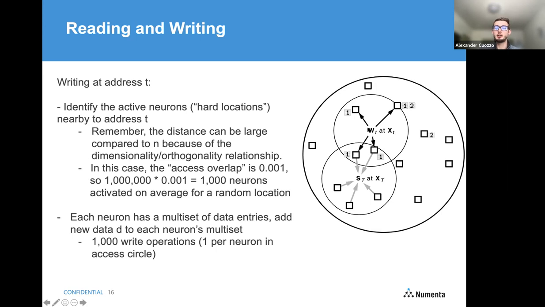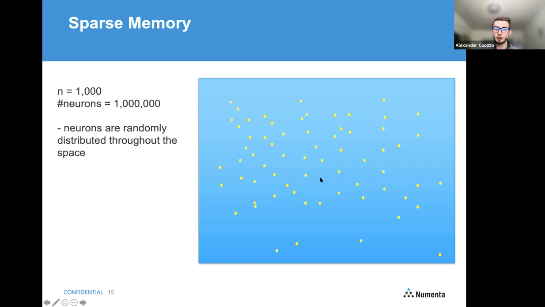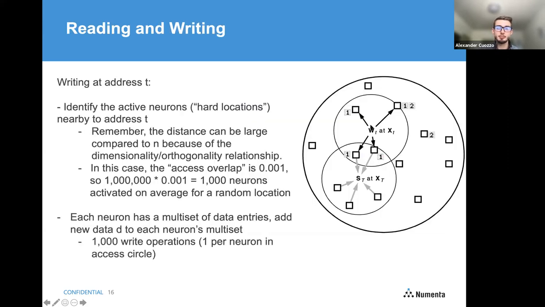Now W_T does not correspond to any sort of neuron in this population. It'll be a random point in the blue. The operation that you're going to do here is add the data to all of the neurons in this circle. So you're going to activate all the neurons within a certain radius of that point, and all those activated neurons will have this data added to a multiset.